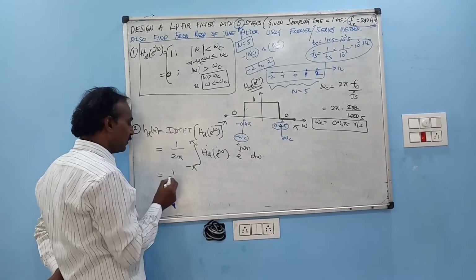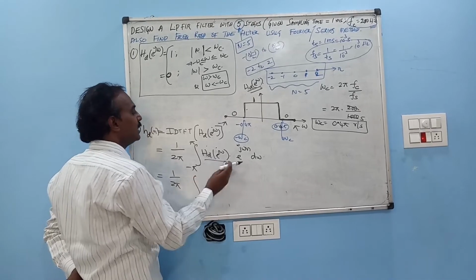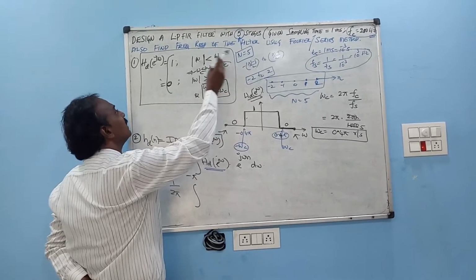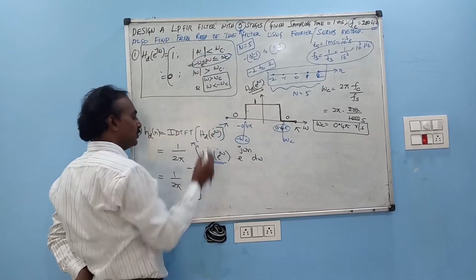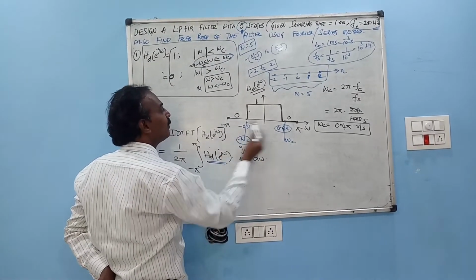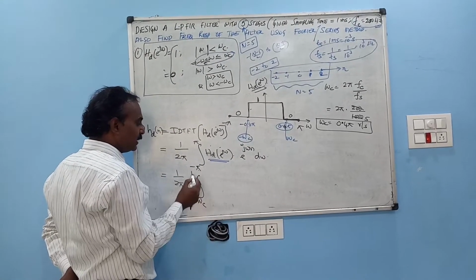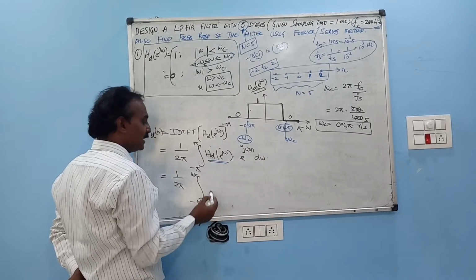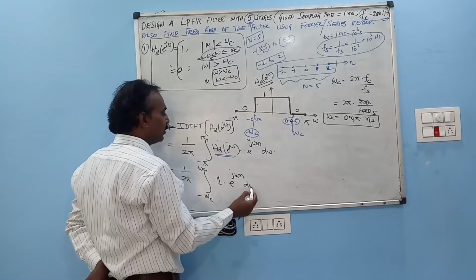Now here it is 1 by 2 pi. Now the limits: HD of e power j omega is nonzero only between minus omega c and plus omega c. You don't need it from minus pi to pi. If I take minus omega c to plus omega c, HD of omega value is 1. So the integrand is e power j omega n into d omega.